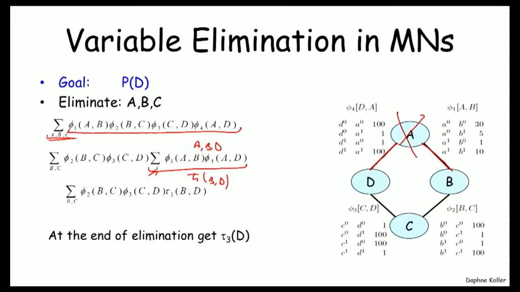And at the end of the process, we get a factor over the single remaining variable D, so tau 3 of D. And that factor is not the probability of D. It's proportional to the probability of D. It's actually equal to P tilde of D, which is the unnormalized measure. And so in order to get P of D, we renormalize.